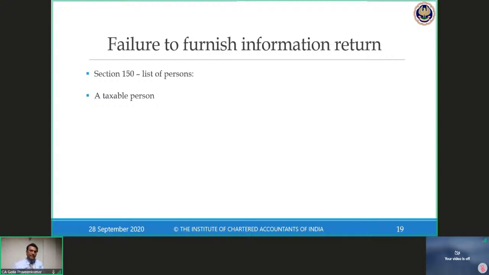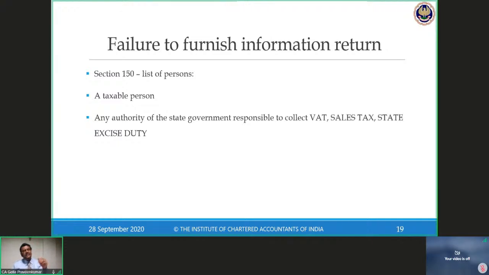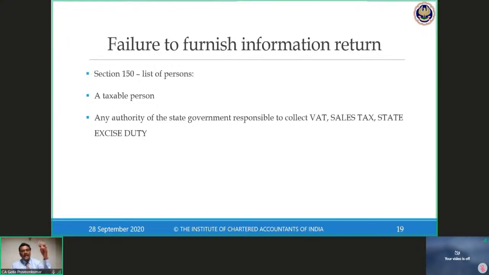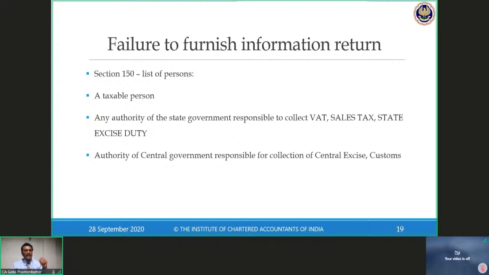not the exhaustive list. It could be a taxable person, meaning calling information from any other taxable person. When I'm doing an audit of one person, I'll call from a competitor, I'll call from a supplier, I'll call information from a customer. All the data from a taxable person, or any authority of a state government who is responsible to collect under VAT, sales tax, state excise or central excise. Authority of the central government who collects taxes under central excise or customs. State electricity board, registrar or sub-registrar.